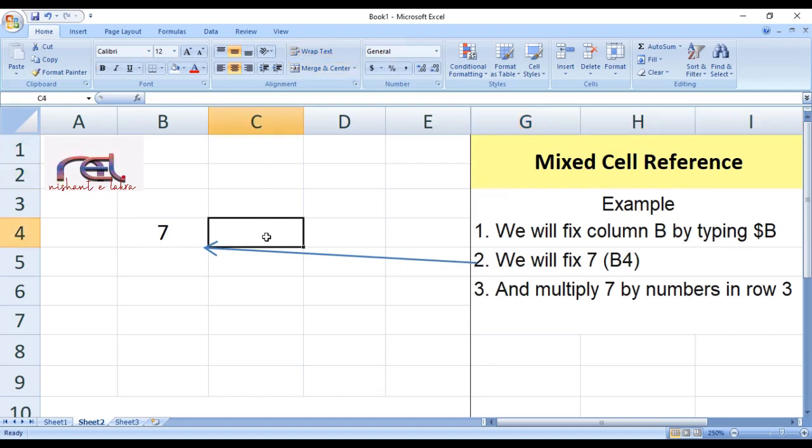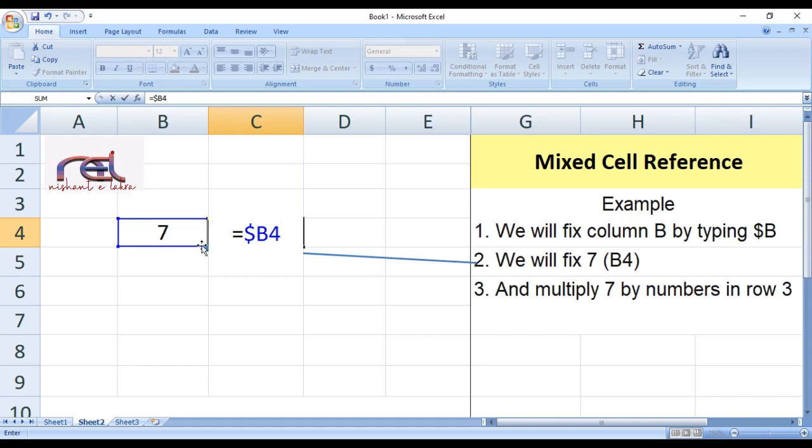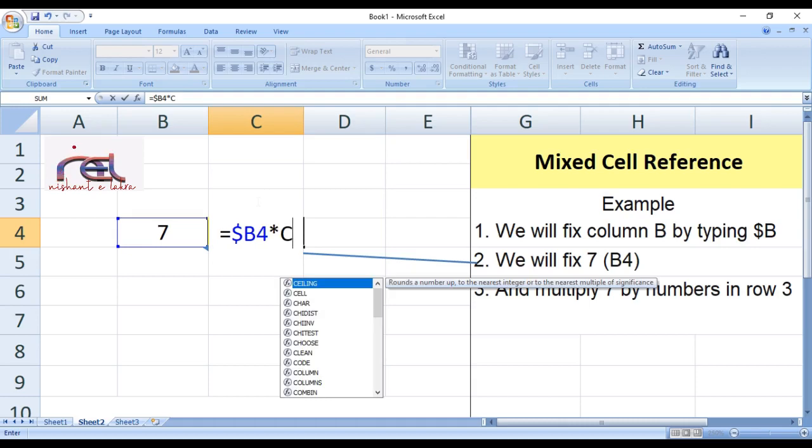In C4, I would like to enter the formula using the equal sign. And what are we fixing? B4, right? We will fix column B. So to do that, we'll use the dollar sign, $B4. Now you see that 7 is fixed. Now this is the absolute cell reference or fixed cell reference, $B4. And what do we have to do? We have to multiply 7 by numbers in row 3.